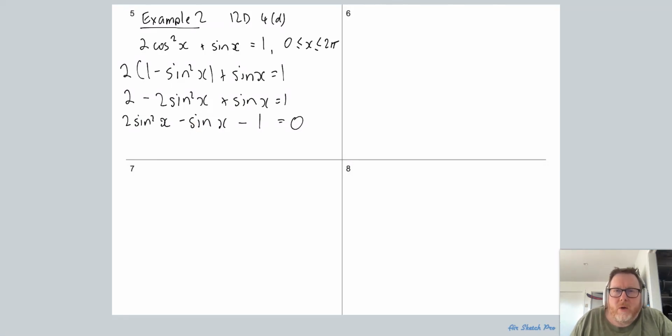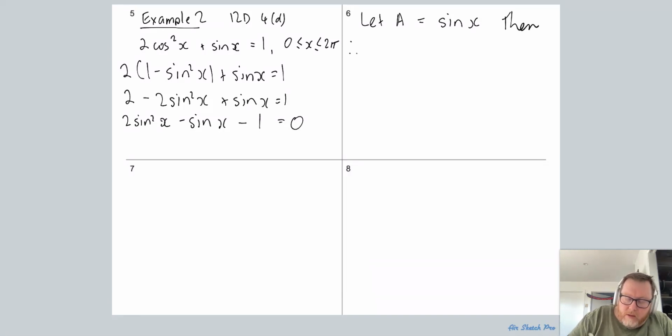And doesn't that feel like a quadratic? But instead of being x squared or t squared or q squared, it's sine x that's been squared. So I'm going to do what's different from the textbook: let a equal sine of x. As usual, I'm not using the bracket notation just to keep my solutions as clean as possible. What would we then have? We would have a squared minus a minus 1 is equal to 0. Can you see what I've done there? Instead of 2 sine squared x, we've now just got 2a squared. Instead of sine x, we've now got a.